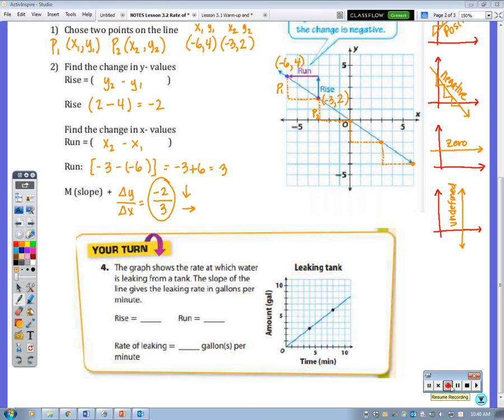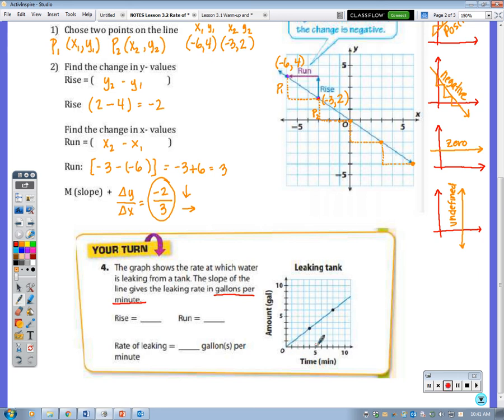Okay, so hopefully you paused the video and worked on this question here, your turn number 4. Let's go ahead and take a look at that. The graph shows the rate at which water is leaking from a tank. The slope of the line gives the leaking rate in gallons per minute. So that's our unit right there, gallons per minute. So let's go ahead and take a look at this graph. And we've got a couple points marked here.